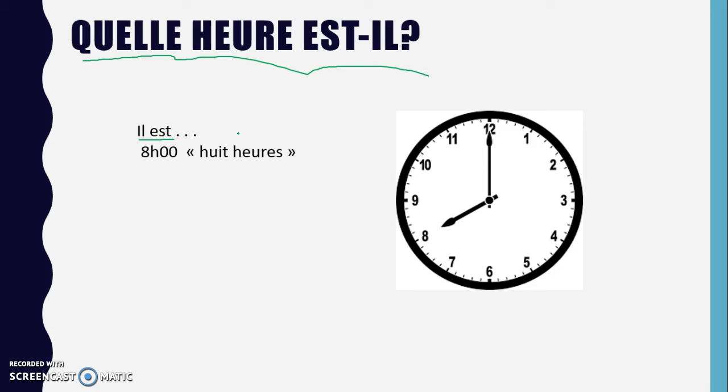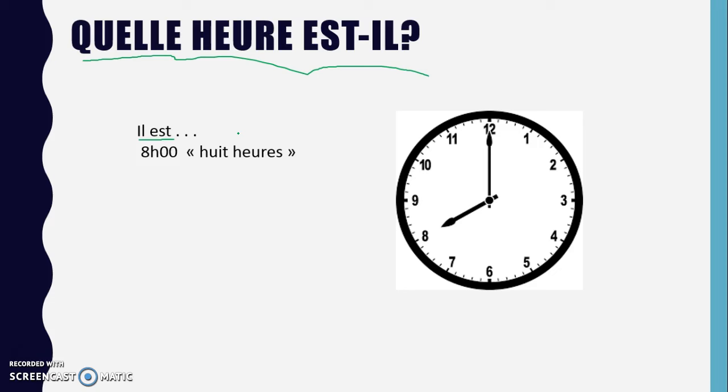So the simplest thing that we can do is if it's just an o'clock, so there's no minutes, just at the 00. For example, here it's 8 o'clock. You just say the number of the hour, 8, followed by the word heure. 8 heures. Il est 8 heures. It is 8 o'clock.